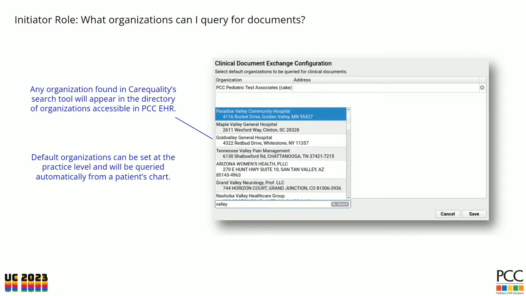So on this screen, this is a practice level configuration that allows you to set default organizations to query. So these defaults will get queried for every patient in your practice when you open up their chart. Any organization that you can find in the search tool on the previous slide would be visible or searchable in this directory in the EHR.